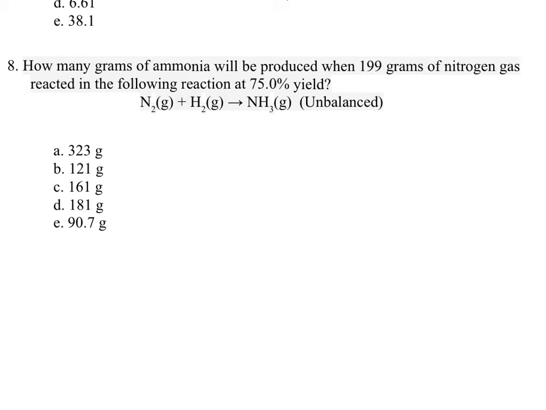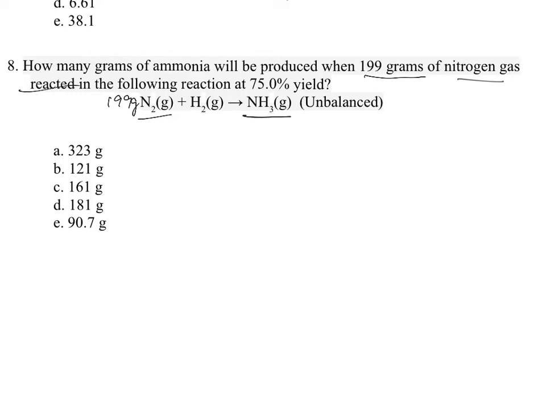Okay, so let's read the question. How many grams of ammonia will be produced? So I want to know the amount of this guy when 100 grams of nitrogen gas, so 199 grams of this guy, reacted in this reaction at 75% yield. And we have an unbalanced equation. So first things first, you want to do stoichiometry, and percent yield is a stoichiometry problem. You want to do stoichiometry, you better balance your equation.